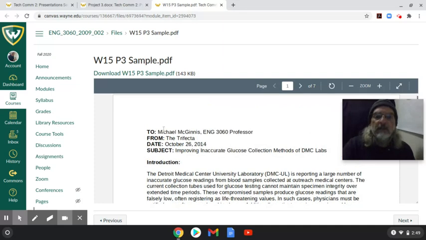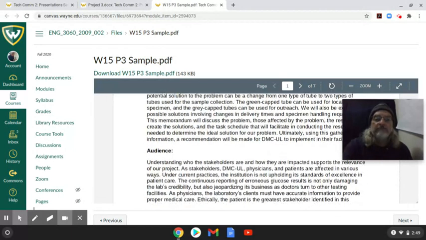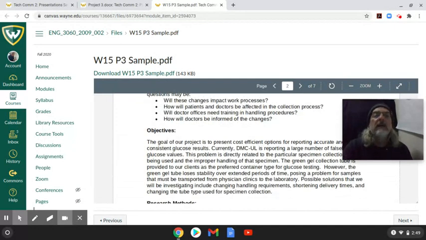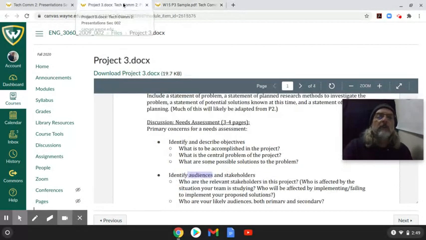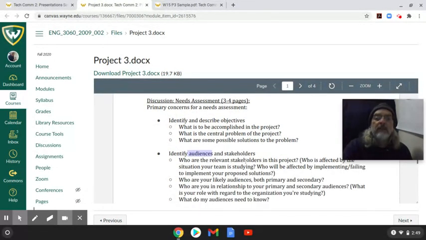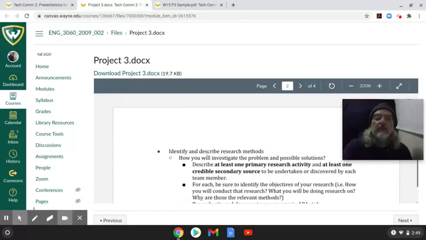This one, you're writing to me because it's a memo, right? In this case, this would be Corey Hamilton. I don't care about the professor part. From your team name, the date, and the subject, here's what we're looking at: introduction, audience, and then, if I remember, objectives. If we look over here at the assignment sheet, we've got introduction, and then 3 to 4 pages that talk about the objectives, audiences, and I believe research methods, right?